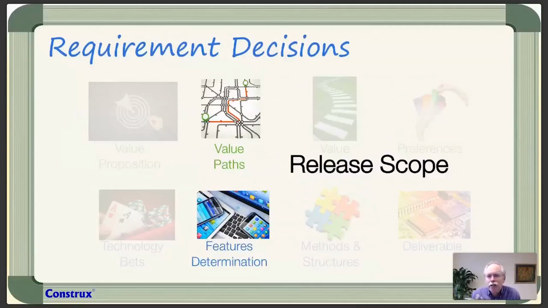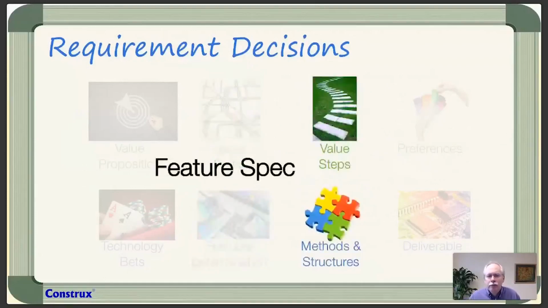So we got a better sense of this release scope by focusing on value paths. Then once we got a value path, I like to think about the next thing that captures all these steps, the feature spec, because here we're going to put in a lot of content, details, potentially about how we're going to build it, but more it's going to be about methods and structures and workflow diagrams as part of the feature spec.